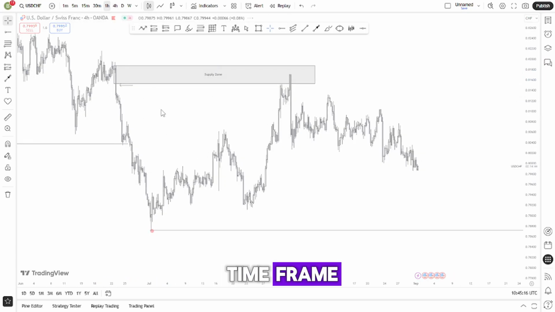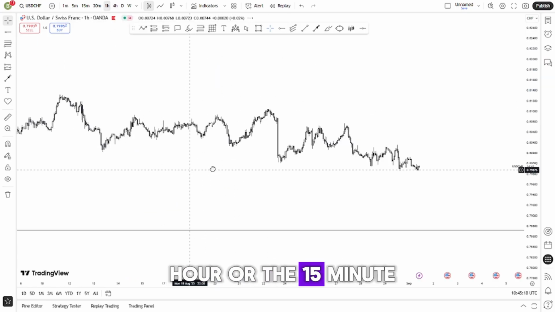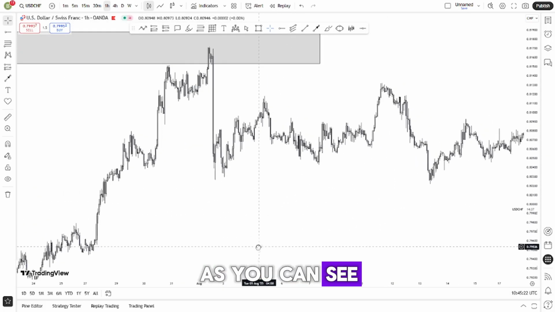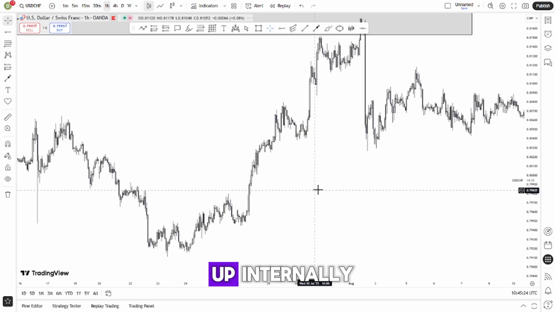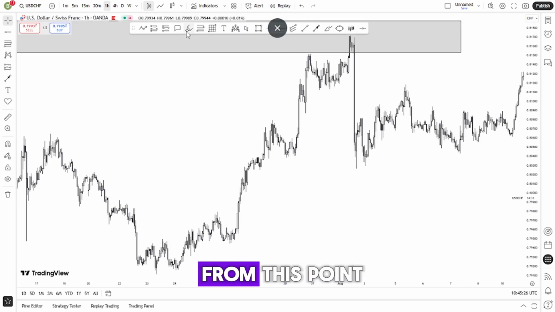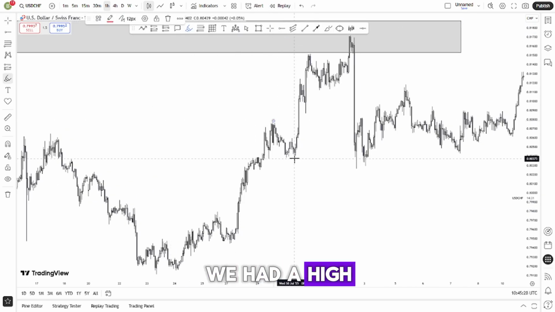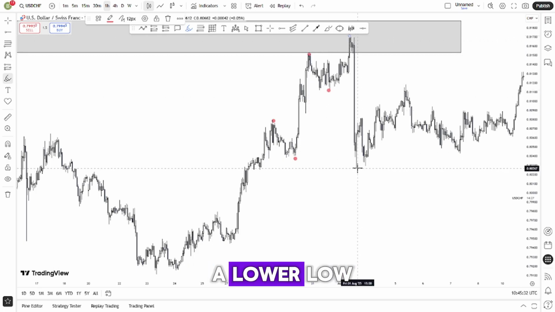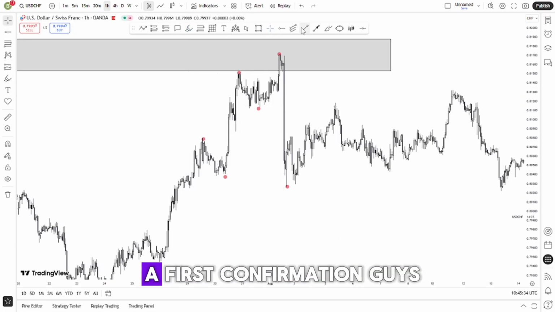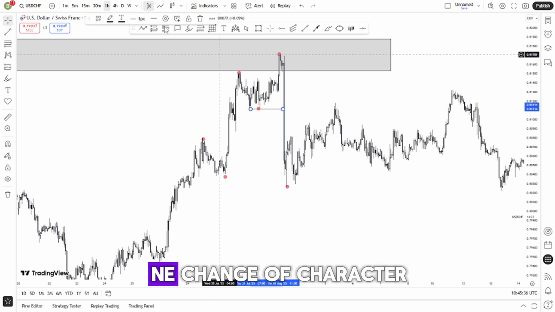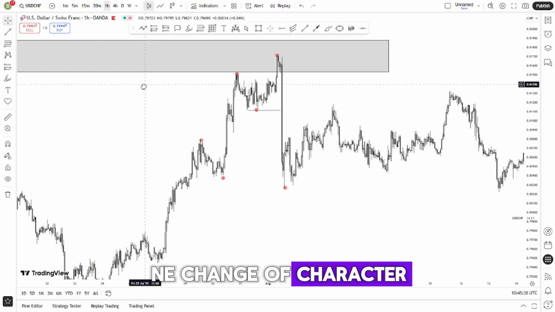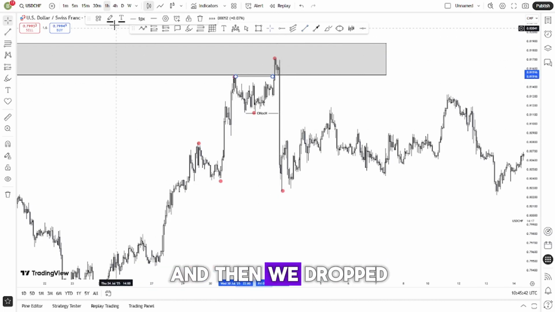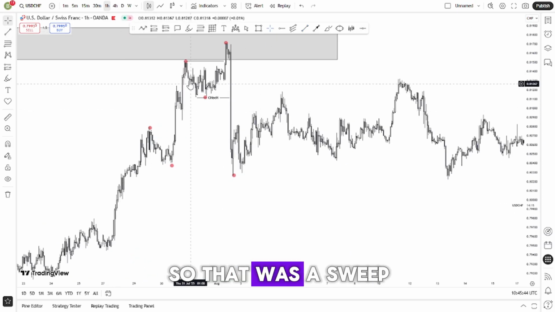Then on the lower time frame, which is the hour or the 15-minute, but I prefer using the 15-minute. As you can see right here, the market was pulling up internally. As you can see from this point, we had a high, low, high, low, then we had a high, then we had a lower low, which was a first confirmation, guys. Change of character, sweep of this high here, just because we pulled up and then we dropped to the downside. So that was a sweep.